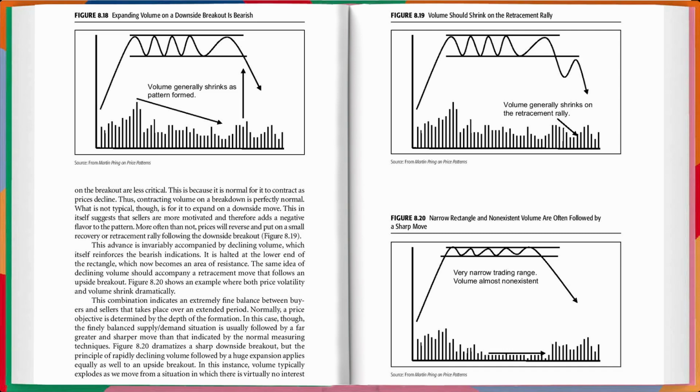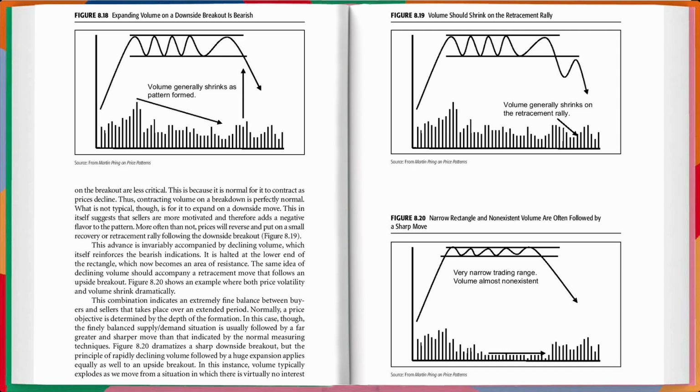Figure 8.20 shows an example where both price volatility and volume shrink dramatically. This combination indicates an extremely fine balance between buyers and sellers that takes place over an extended period. Normally, a price objective is determined by the depth of the formation. In this case, though, the finely balanced supply/demand situation is usually followed by a far greater and sharper move than that indicated by the normal measuring techniques.